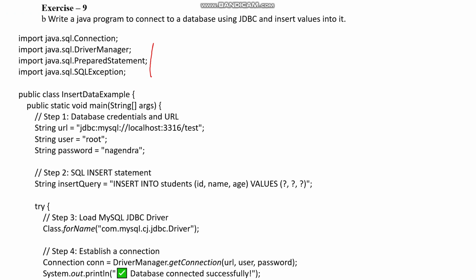Public static void main(String[] args). The first one is the database credentials as well as the URL. The credentials are nothing but the username and password, and this is the URL: String url = "jdbc:mysql://localhost:3306/test". Here test is the database name, and this is the MySQL port number, and jdbc:mysql is the driver. For this I am taking the username as root and the password as Nagendra.